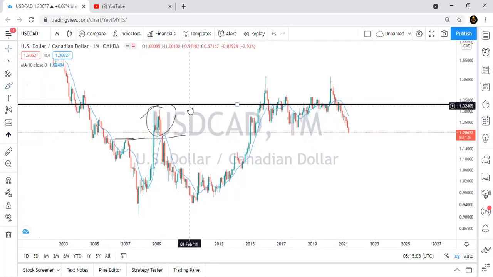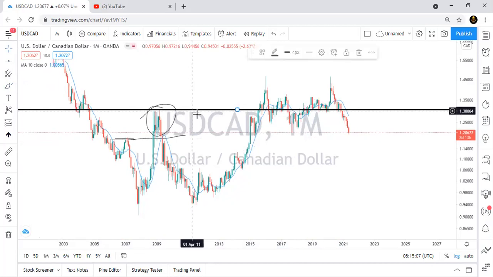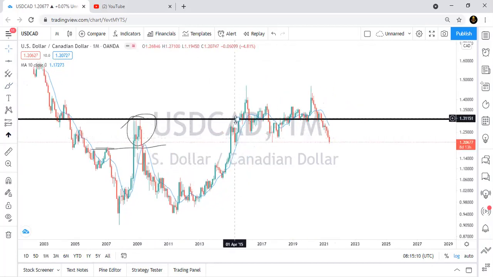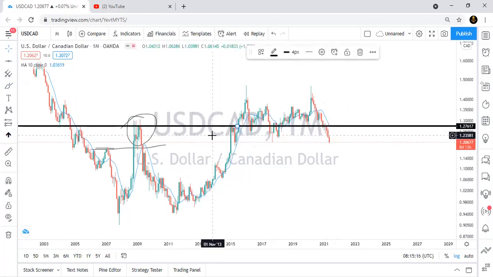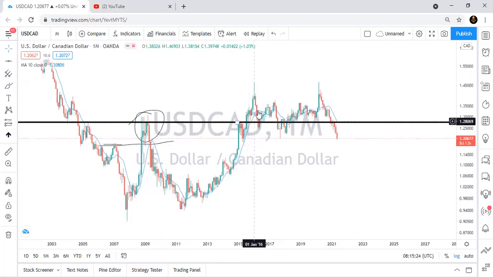Okay, so this will be a supply zone. Price came here. Some people will already be selling from here. They'll be selling from here. They'll get some pips, right? This is a lot. This is a monthly time frame. It's a lot. But then guess what happened? It broke, it came and retested, went, came again, then we're just consolidating somewhere here.